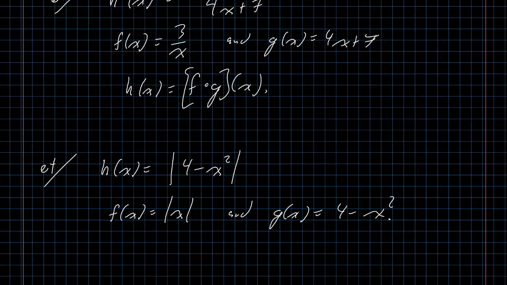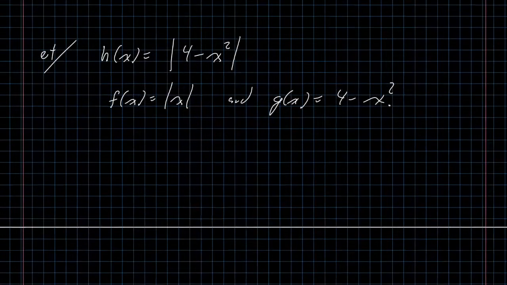But before I move on, I wanted to look at this because specifically compositions like this involving absolute value are going to be something that is a little bit challenging to work with as we move forward. So I want to just keep looking at h of x is the absolute value of 4 minus x squared.